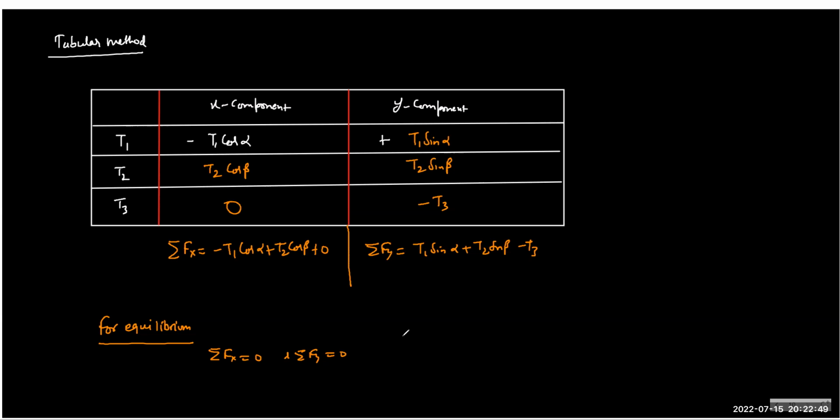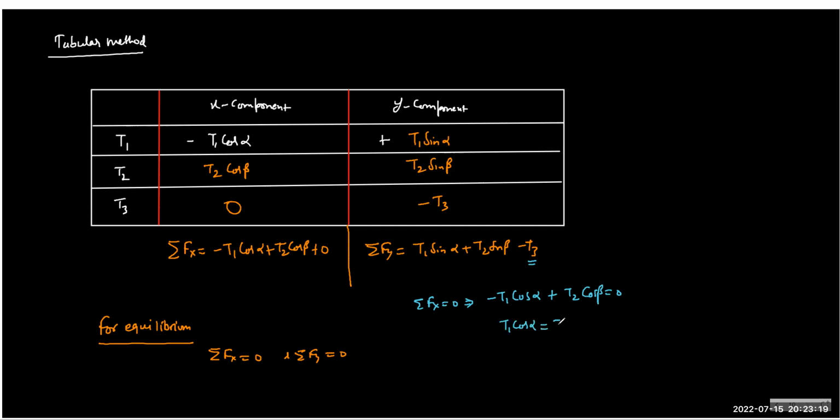Yes, sir. And once we have this, then we solve, because T3 is known to us. So the only variables are T1 and T2. So we must express the answer. So let me write the equation first. So this equals 0 implies minus T1 cos alpha plus T2 cos beta must be 0. What does it mean?